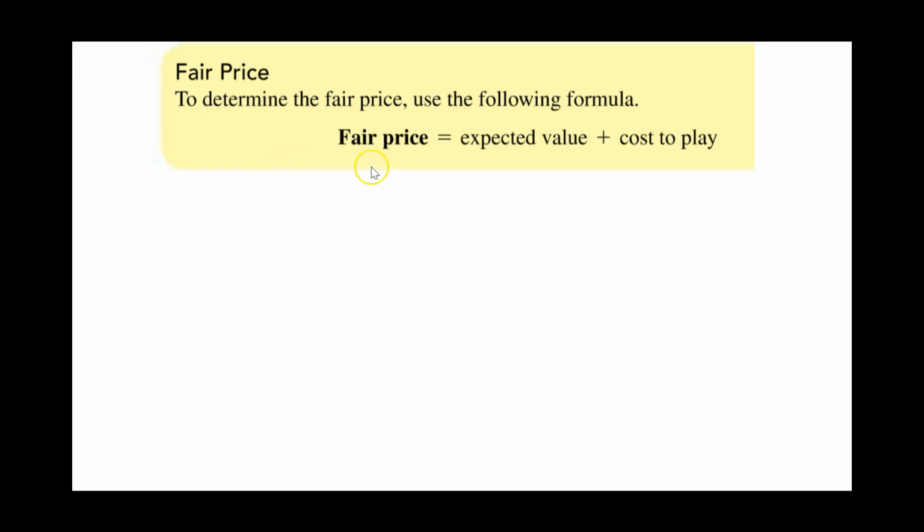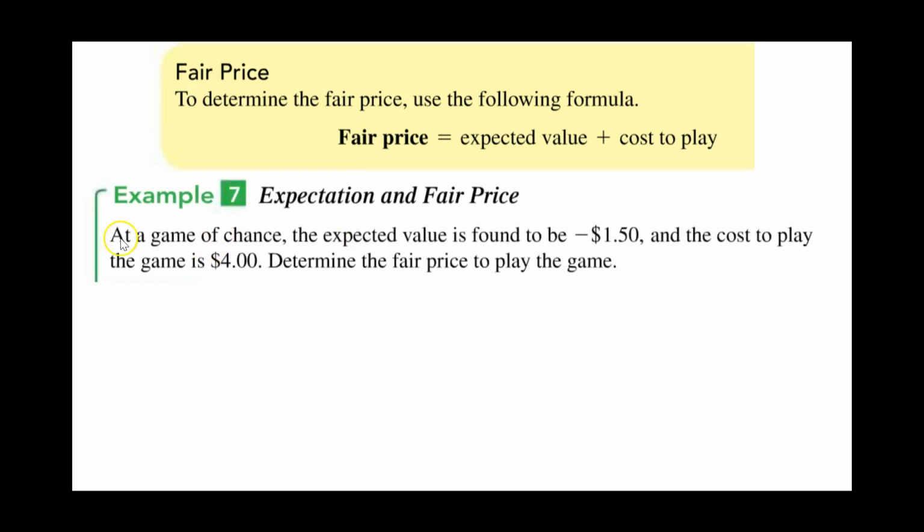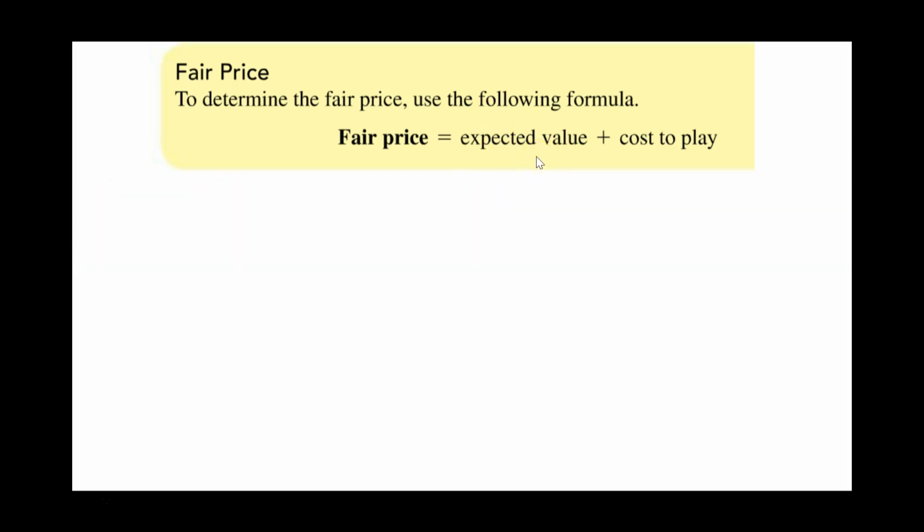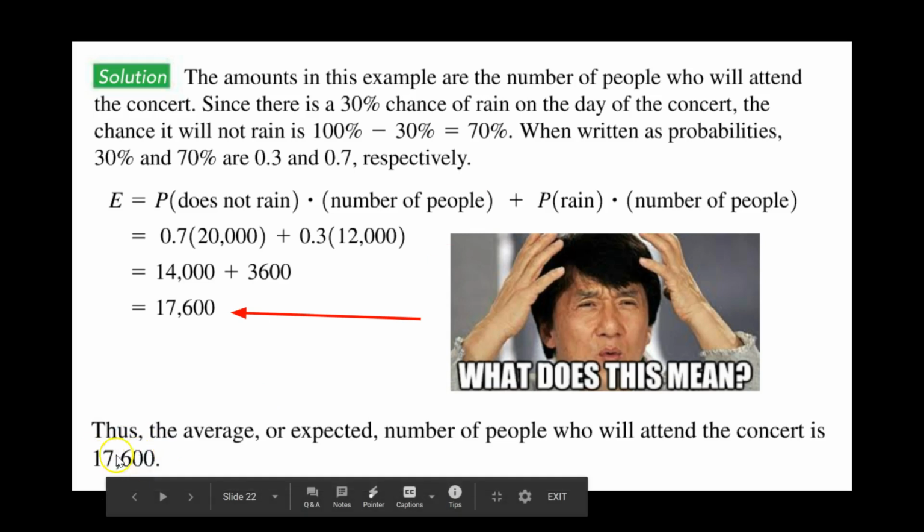Fair price now. If you want to relate the fair price to something, I would say going to the amusement park or a state fair or something like that, and you playing one of those games. So let's look at one of those games. At a game of chance, the expected value is found to be negative $1.50, and the cost to play is $4. Determine the fair price. So we need the expected value.